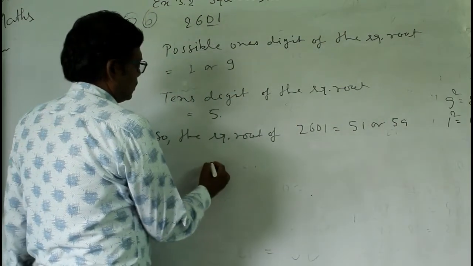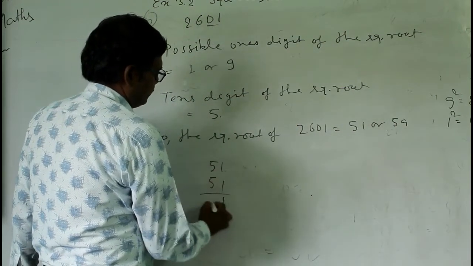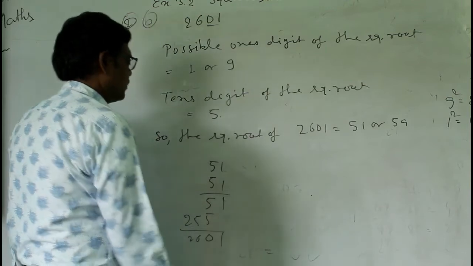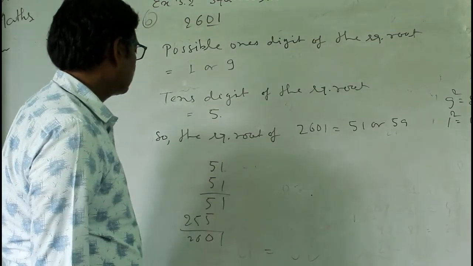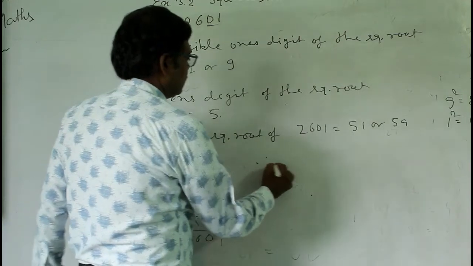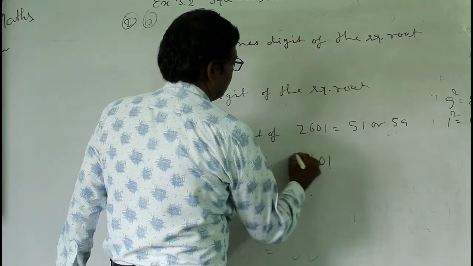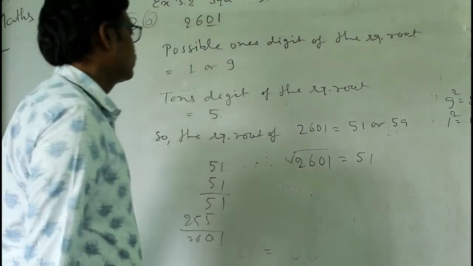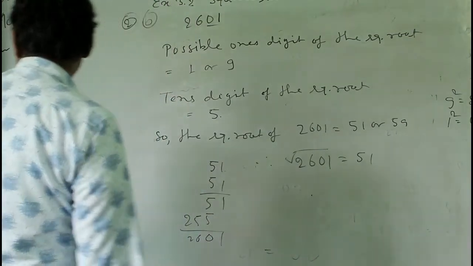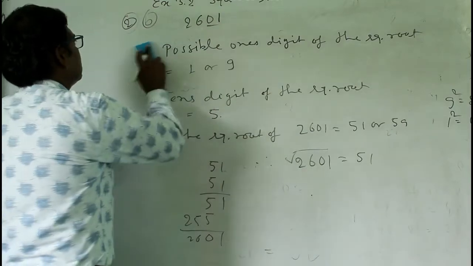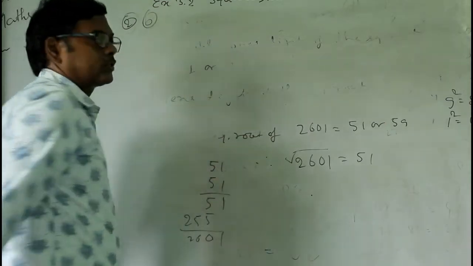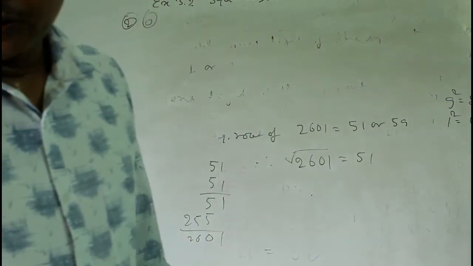Okay. Now find the square of 51, that is 51 into 51. So we have found that the square of 51 is 2601. Therefore you can write here that the square root of 2601 is equal to 51, because the square of 59 will be bigger than this number. So the right answer is 51. Okay, so in this way I have found this answer. Other questions are your homework. Like the questions A and B I did, then C and D are your homework.